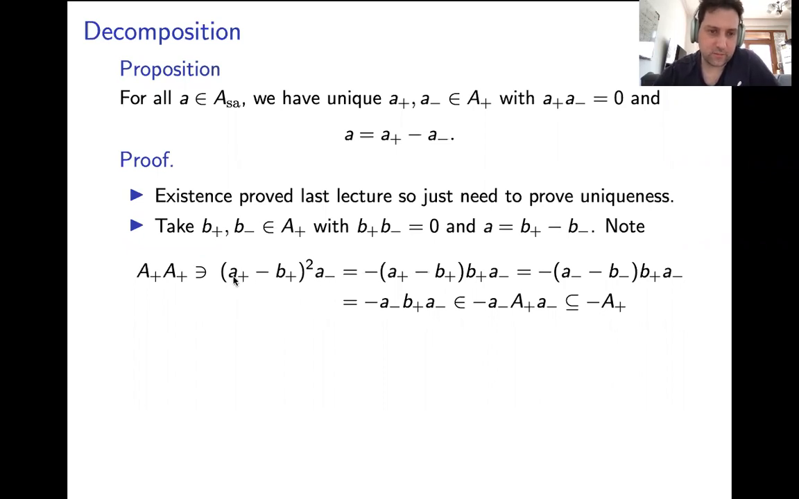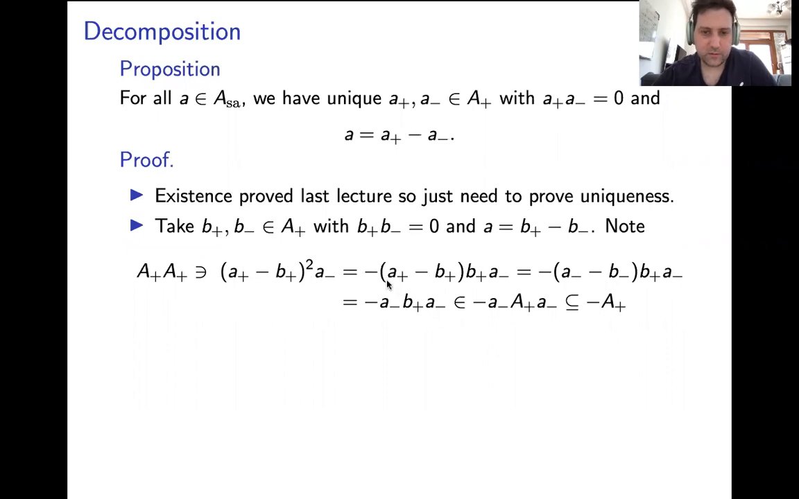So let's look at A plus minus B plus, squared, times A minus. So A plus minus B plus, that's some self-adjoint element, right? And if I take the square of a self-adjoint element, that gives me something positive. And A minus is also positive, by assumption. So this is a product of two positive elements.